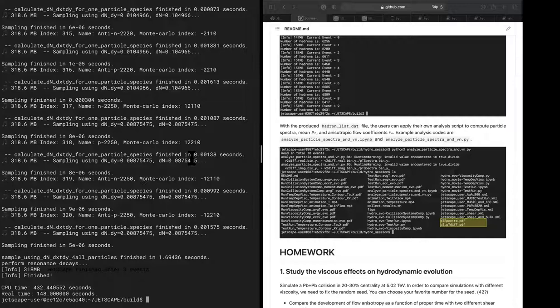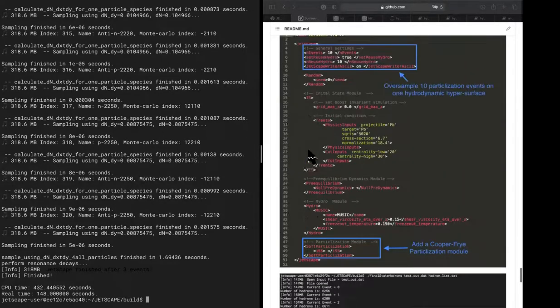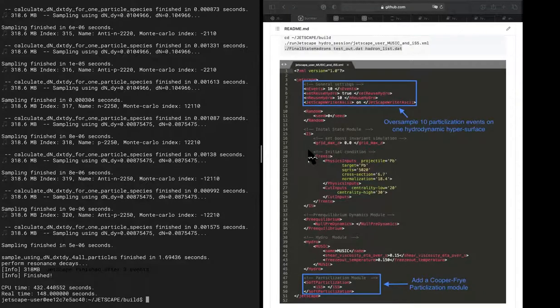My question is a little bit about using music in general. So if I wanted to create hydro tables, would you suggest using music directly, like downloading music separately and doing that, or is it actually simpler to just do it here?